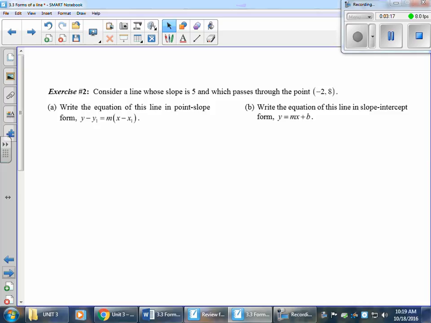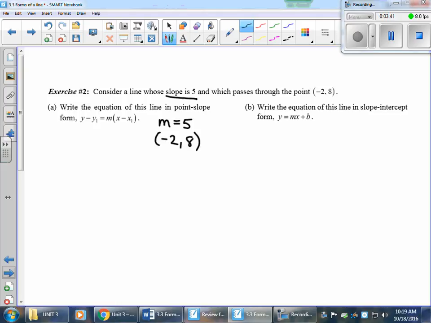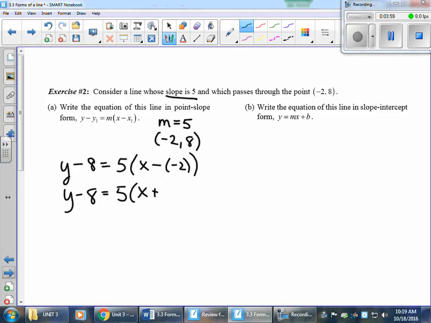Consider the line whose slope is 5 and which passes through the point (-2, 8). So write the equation of this line in point-slope form, namely y minus y1 equals m times, or the slope times, x minus x1. So again, we know in this case the slope is 5, and the point that's on the line is (-2, 8). So in point-slope form, it's going to be y minus 8 equals m, which is 5, times x minus -2. And again, we're going to just simplify this. So it's y minus 8 equals 5 times x plus 2.